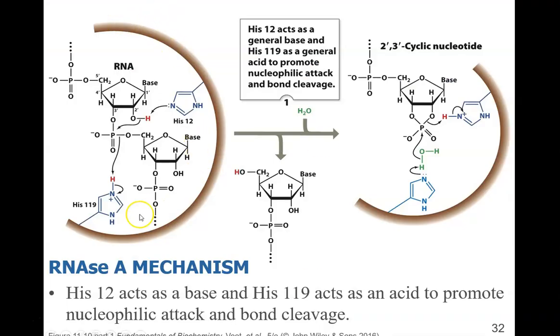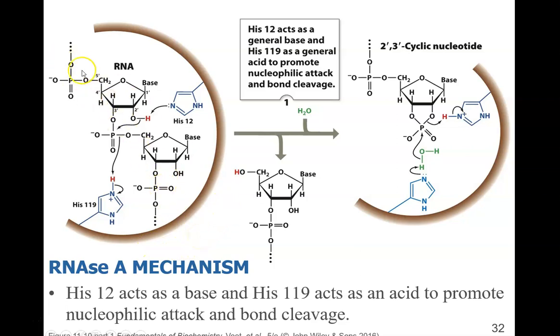This brown fold right here shows us the active site, and here's histidine number 12. Notice that this histidine does not have a proton when we initially start this reaction, whereas this histidine right here has a proton. We can see why when we look at the mechanism.